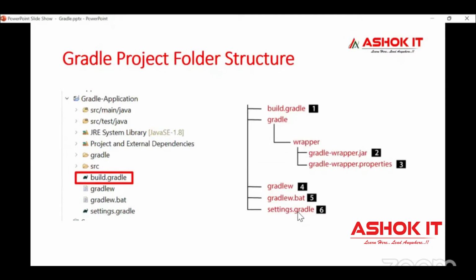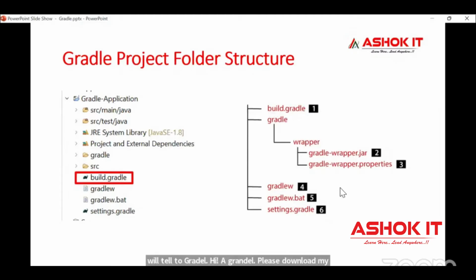The settings.gradle file will contain our project details. The build.gradle is the most important file in Gradle. The build.gradle file is the one where we will write our script. For example, I want the MySQL connector jar file for my project. MySQL connector is a dependency for my project. I will tell Gradle, hey Gradle, please download MySQL connector. That configuration I will write in the build.gradle.